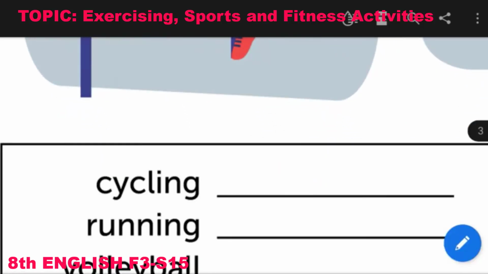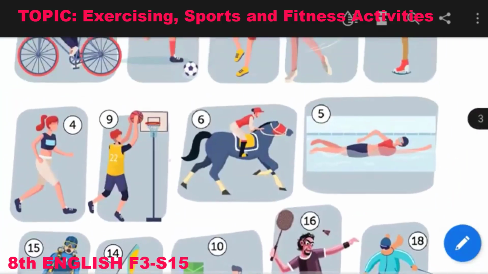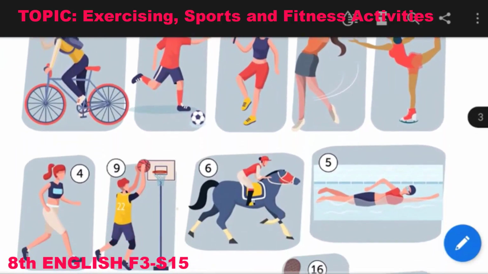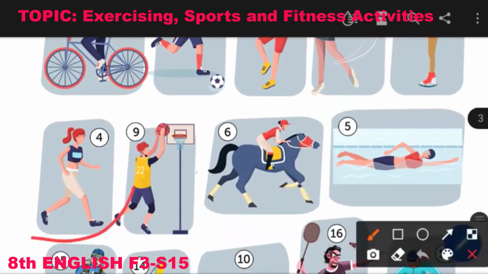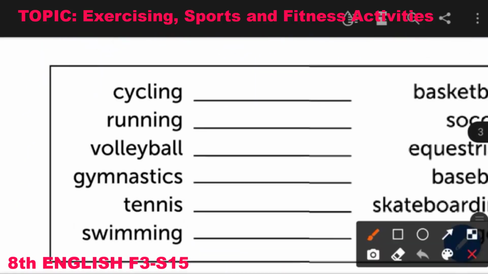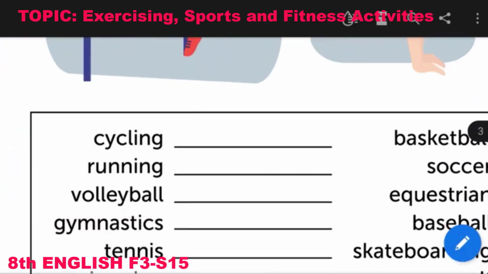Okay? Now, next one is running. Where do you see running? Number 4 is running. So you go here and write number 4, which is running. Okay? Number 4. Now, next one is volleyball.